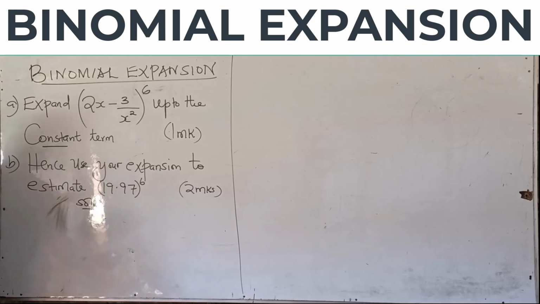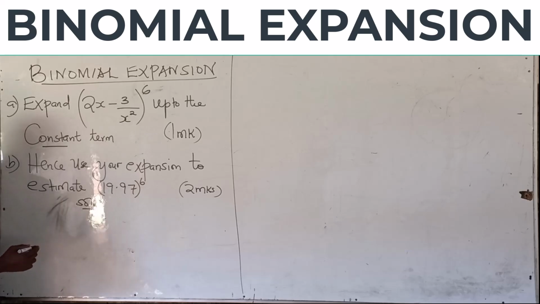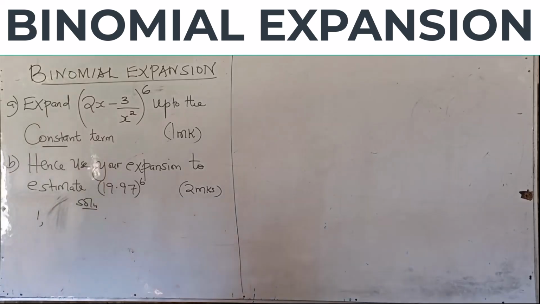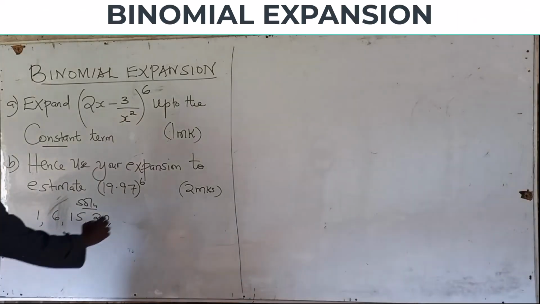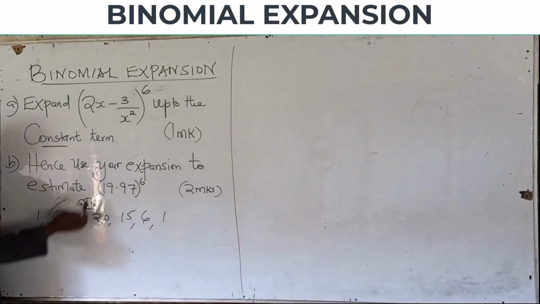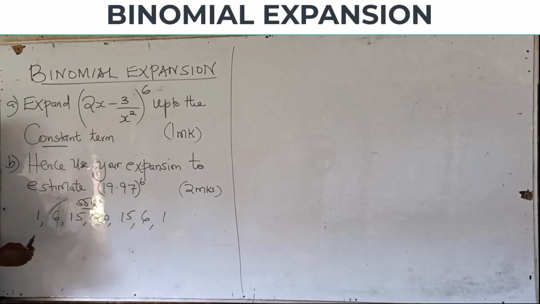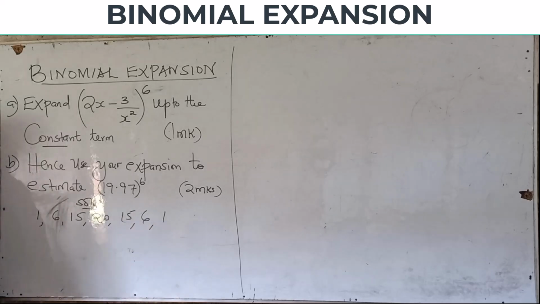The first thing you're going to do is list the coefficients of power 6 using Pascal's triangle. Listing the coefficients of power 6 using Pascal's triangle, we get 1, 6, 15, 20, 15, 6, and 1. The next thing we're going to do, we need to identify the constant term.